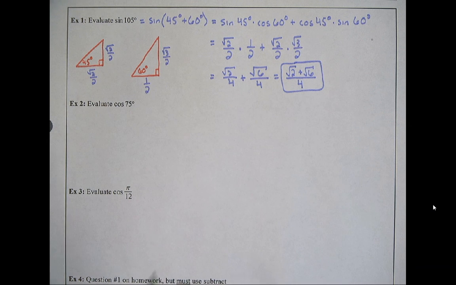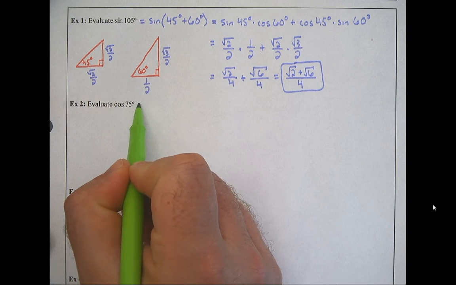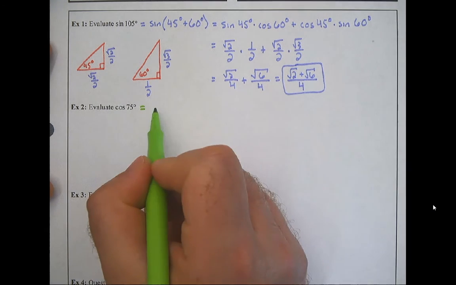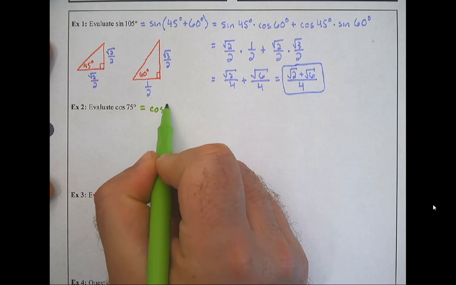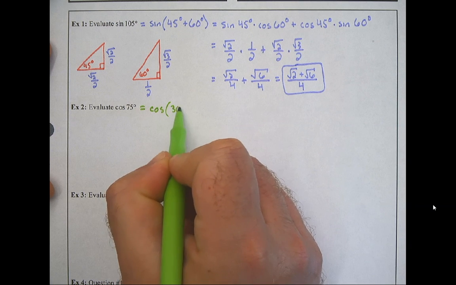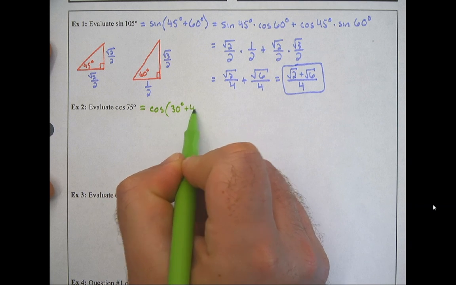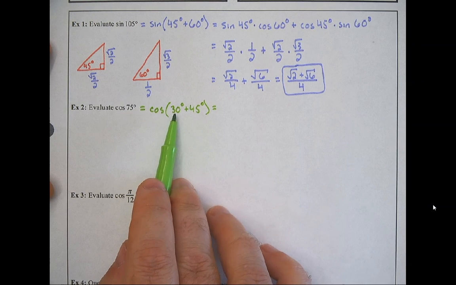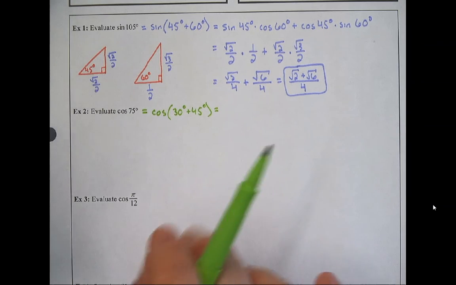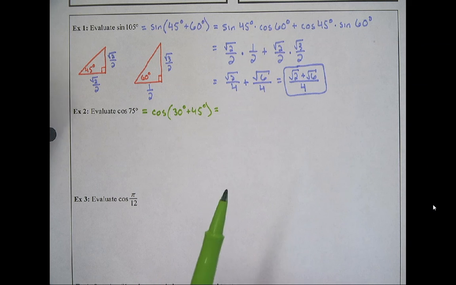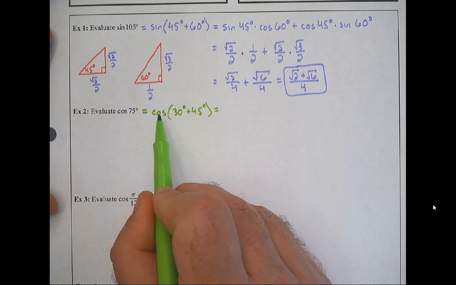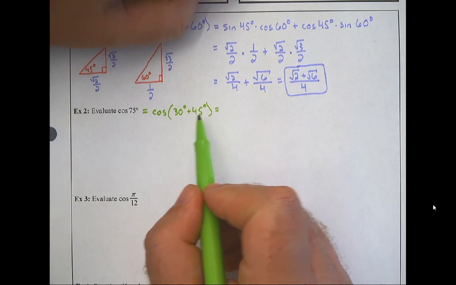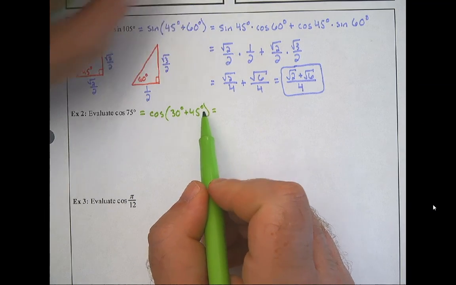So I'm going to figure out how to break up 75. I'm going to pick 30 and 45. So cosine of 30 degrees plus 45 degrees. Now what's interesting, if you did 45 plus 30, you're going to get the same answer, but the order is going to be mixed up, and I'll show you what I mean by that in a minute. So this is the cosine formula with a plus. Cosine with a plus, so alpha is 30 and beta is 45 for me.